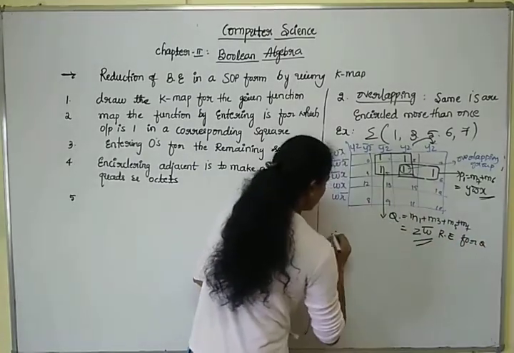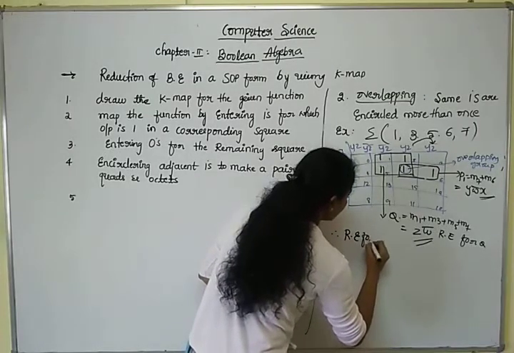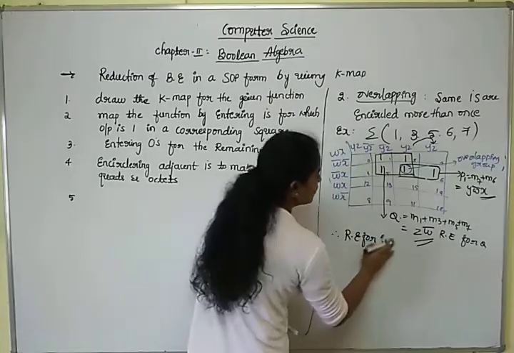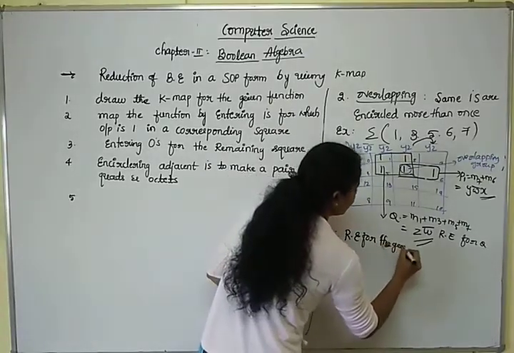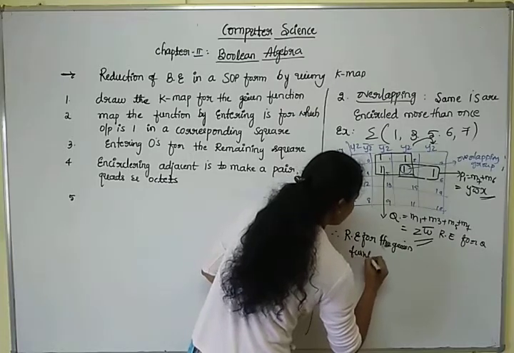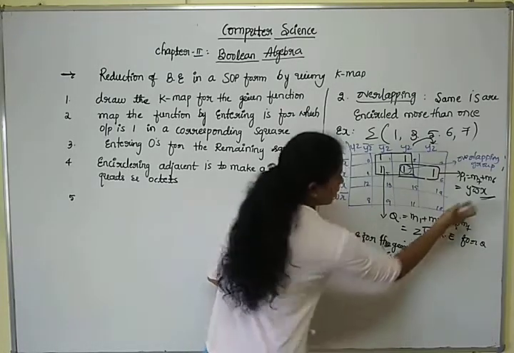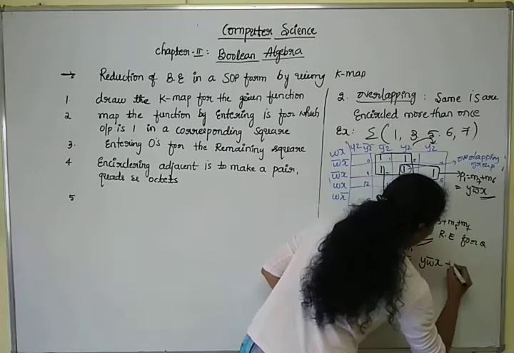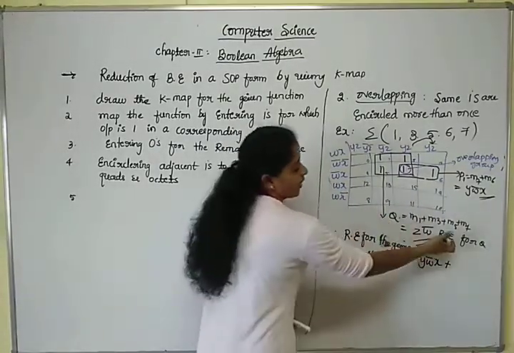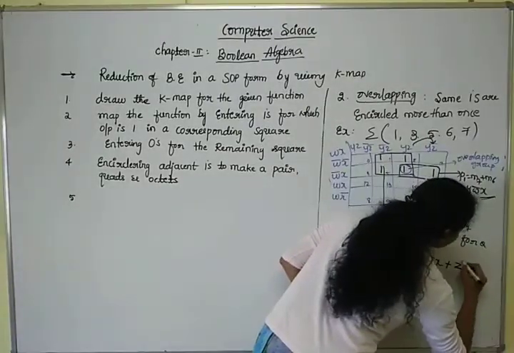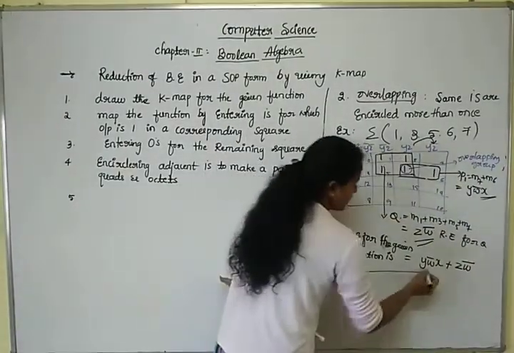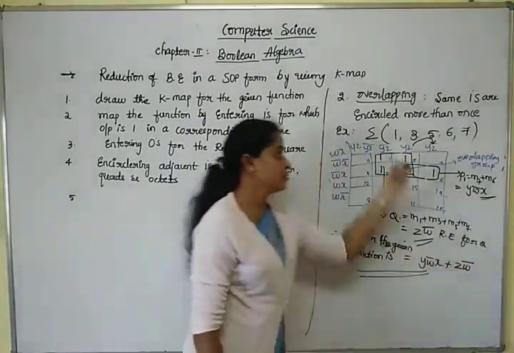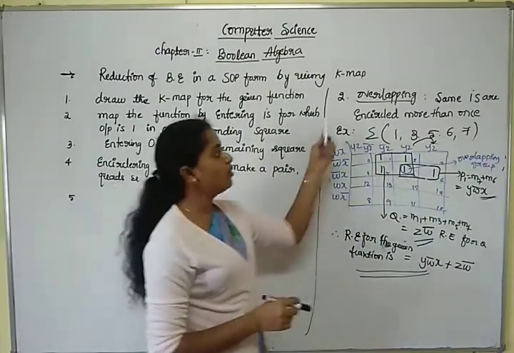So therefore, the reduced expression for the given function is, from the pair, we got Y W bar X, plus from the quad we got the reduced expression W Z and W bar. So this is the reduced sum of products Boolean expression by using the K-map. So this is about overlapping.